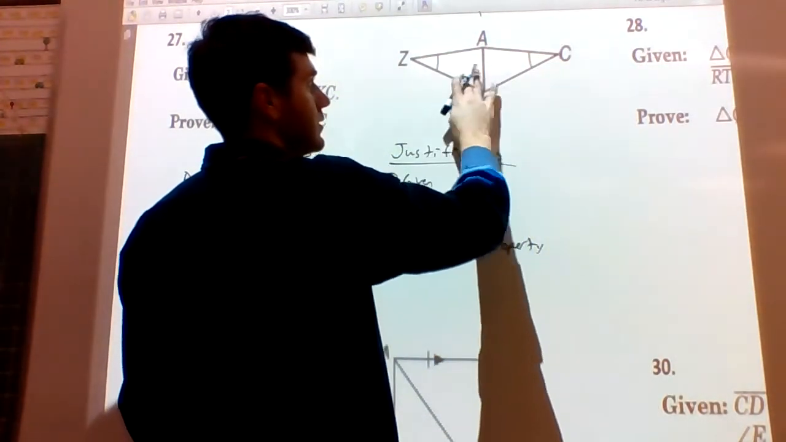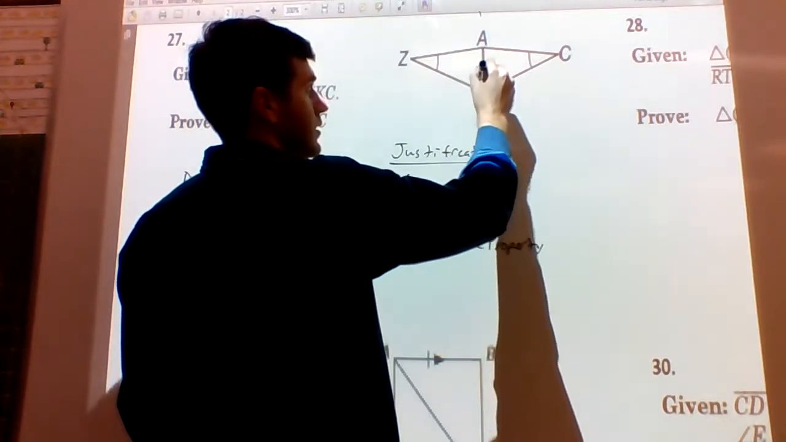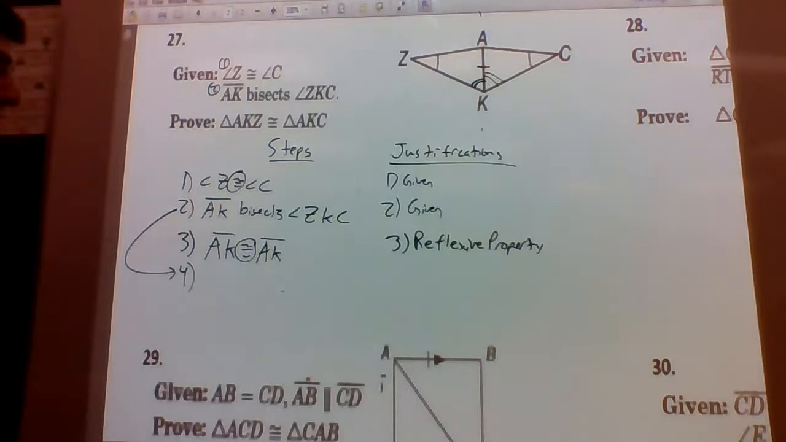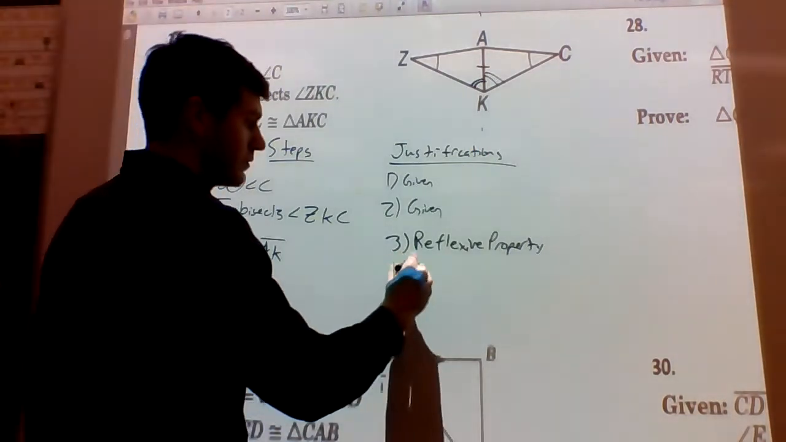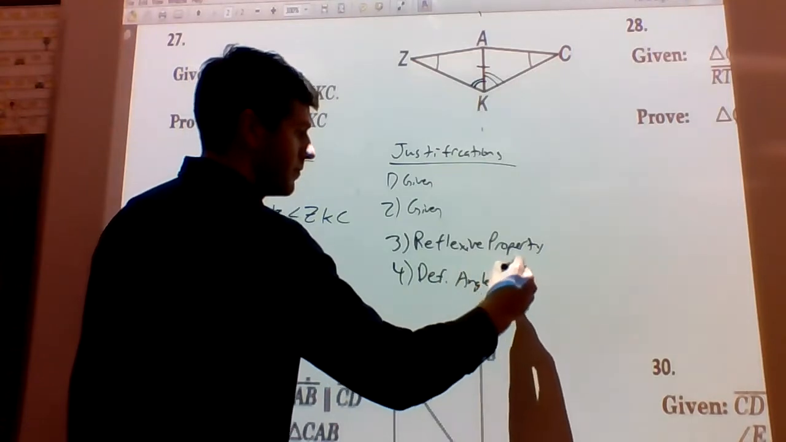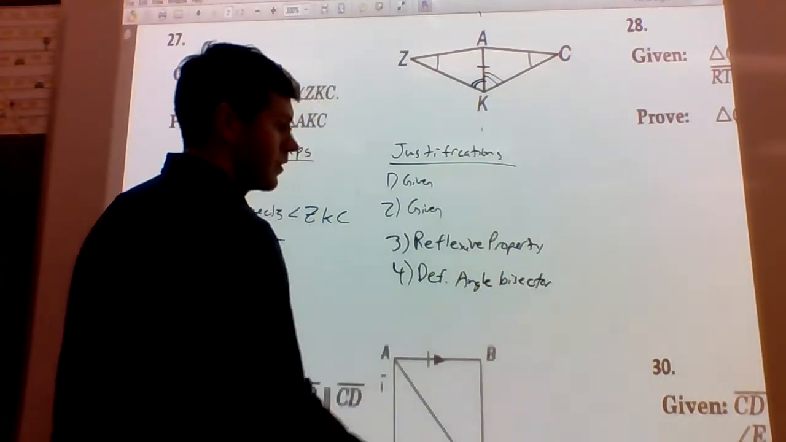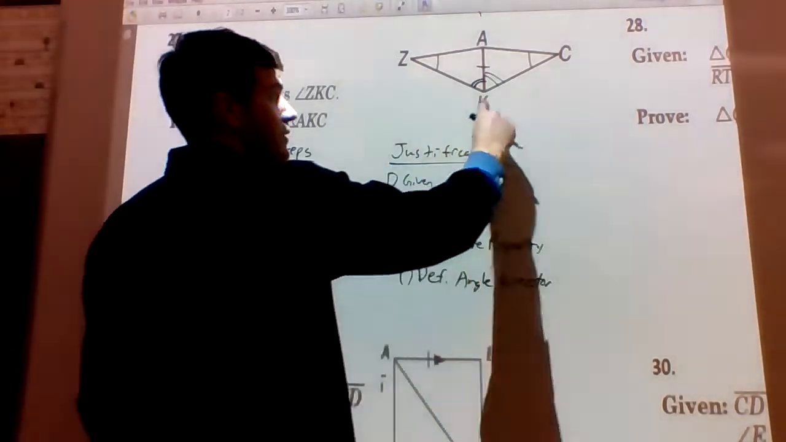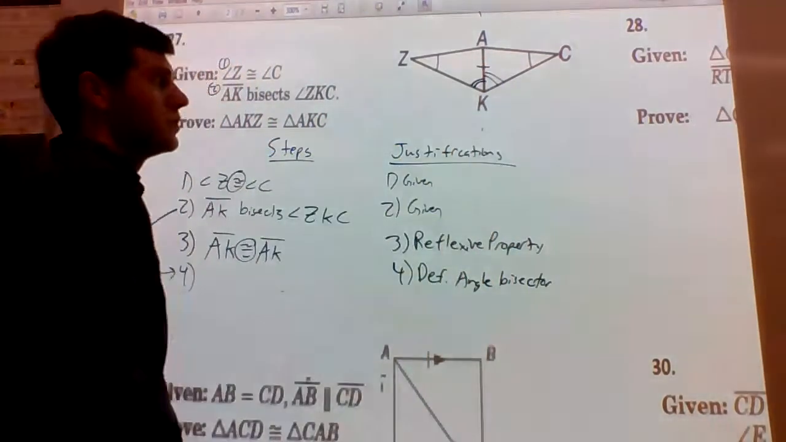So we are splitting this angle in half. Okay, we are bisecting it. The definition of an angle bisector is a line, segment, or something that bisects the angle. It splits the angle into 2 congruent angles. So angle ZKC is bisected and split into 2 congruent angles.